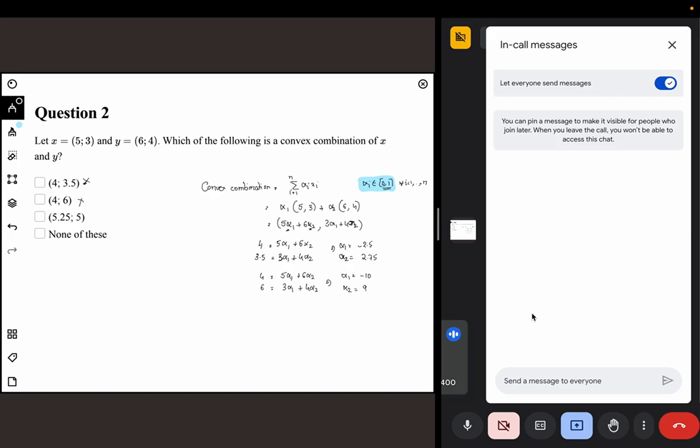I don't know, I have to check. So what is the value of alpha 1 and alpha 2 you got for the last one? 0.75 and -1. Okay, then they are not satisfying. Then I note this.